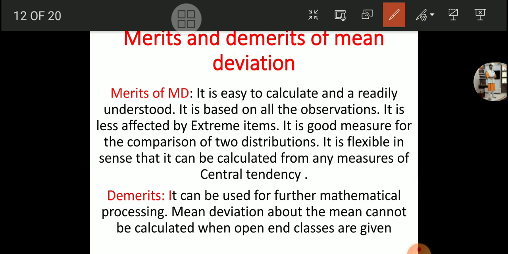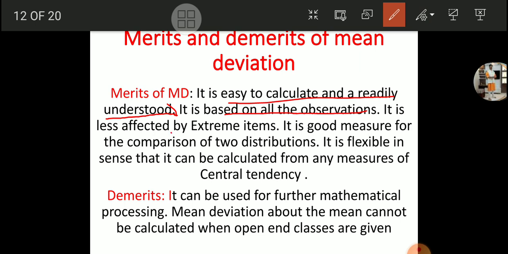It is easy to calculate and readily understood. It is based on all observations, which is not the case with the range we have already seen. In the case of range, only two observations are considered, the higher value and the lower value. But here, all observations have been considered.